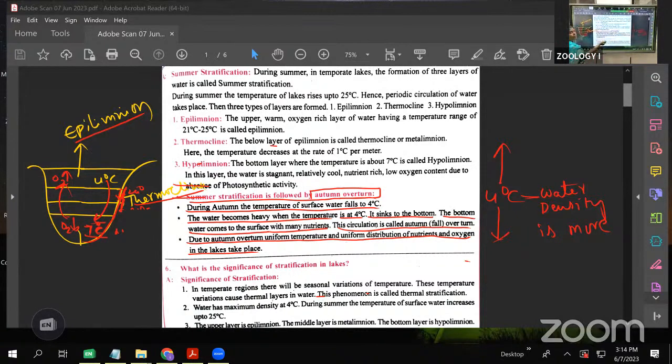Next, the summer stratification is followed by the autumn overturn. What is the autumn overturn? During the autumn season, the temperature of the surface water falls to 4 degrees centigrade. At that time the water is heavy, that's why the overturn occurs. The water becomes heavy, and the 4 degrees centigrade water sinks to the bottom. Bottom water comes up. That circulation is called the overturn. Clear? Due to the autumn overturn, uniform temperature is distributed in the water, and uniform distribution of nutrients and oxygen takes place. Clear? This was about the summer stratification.